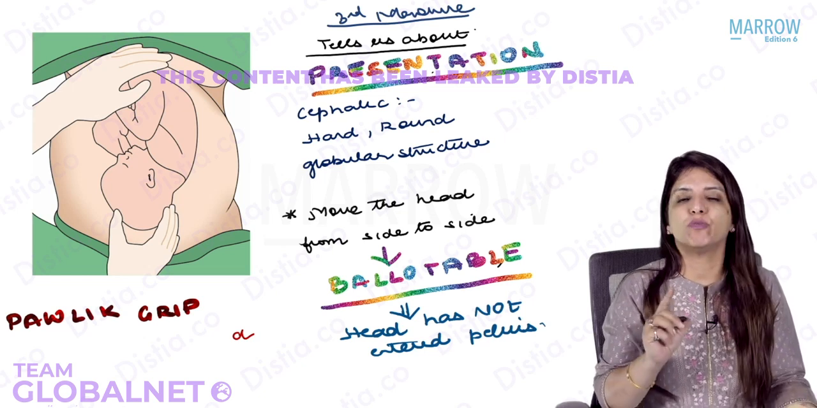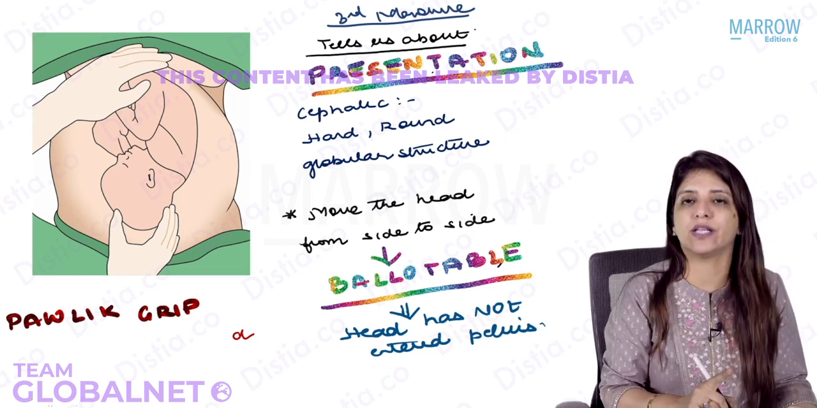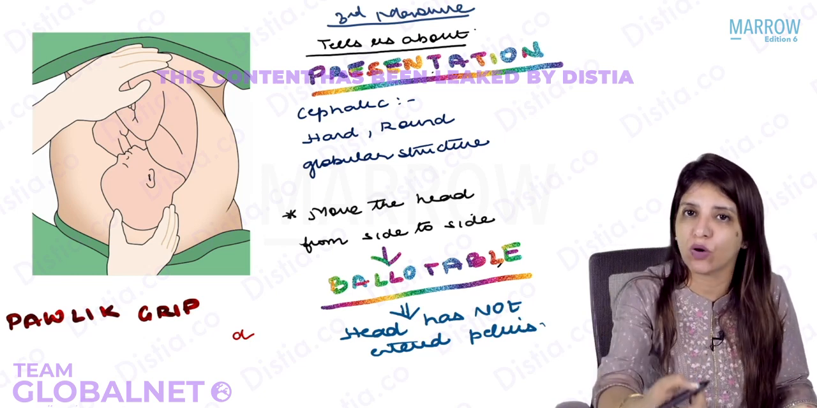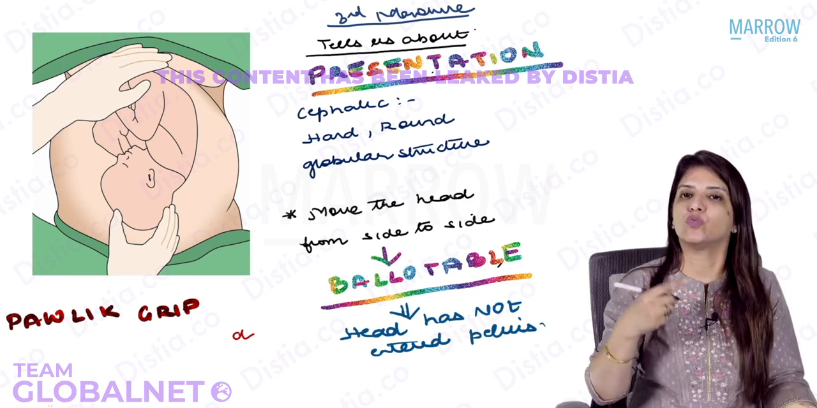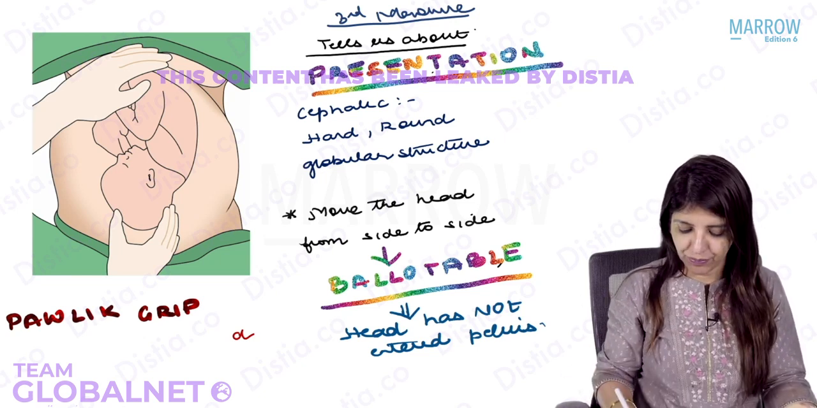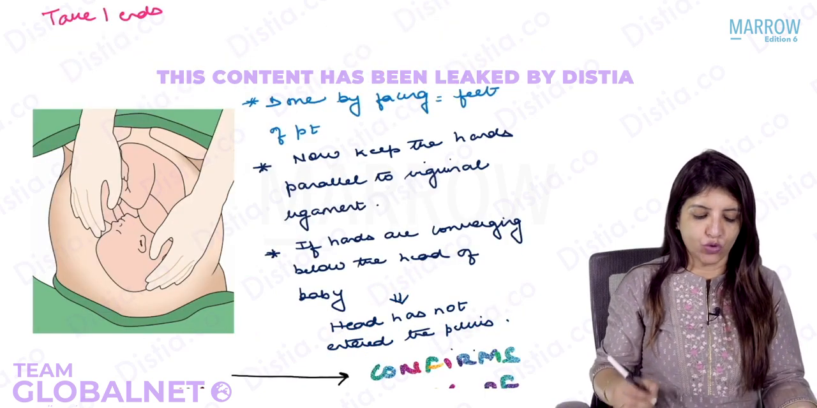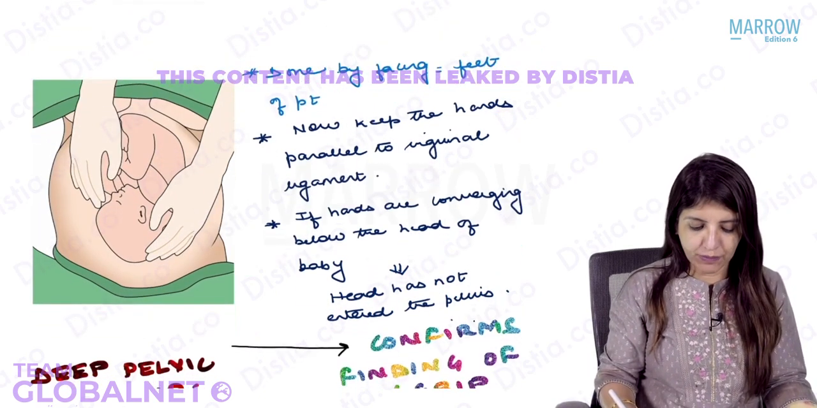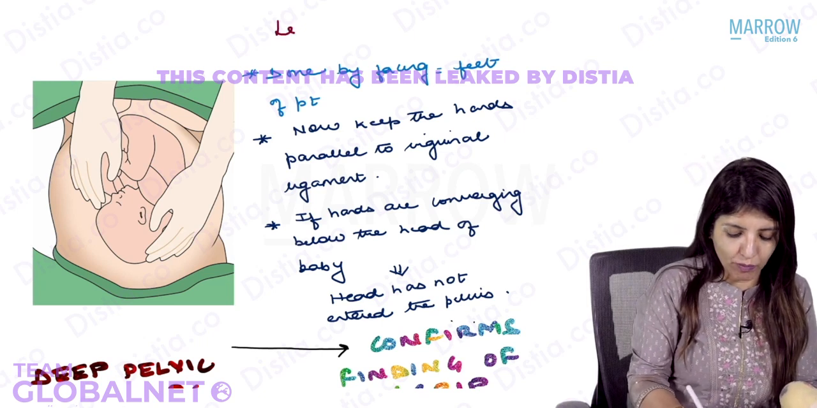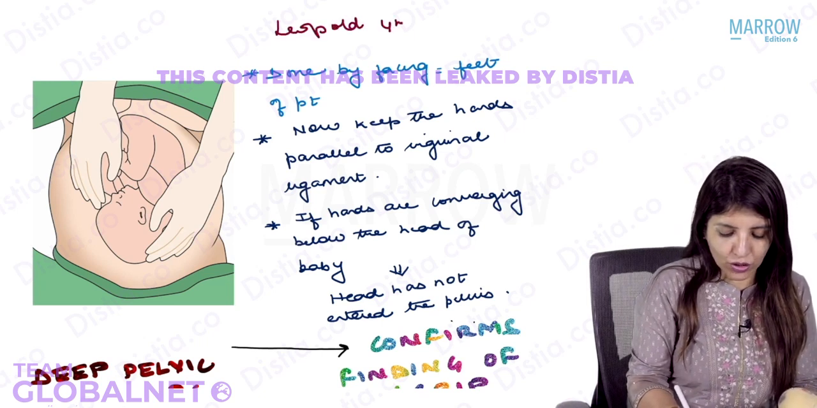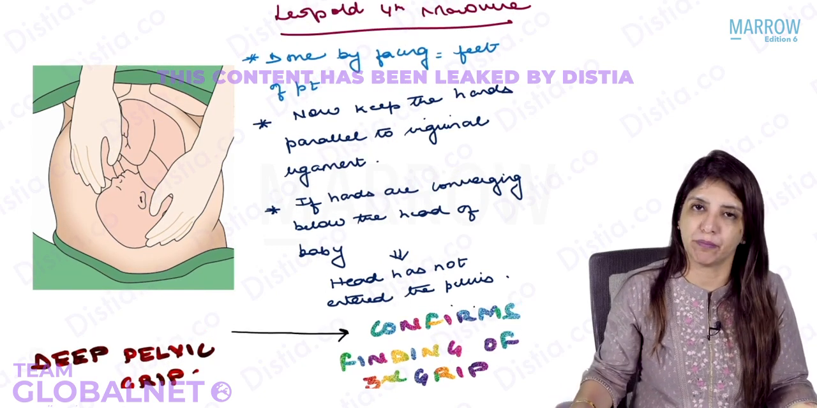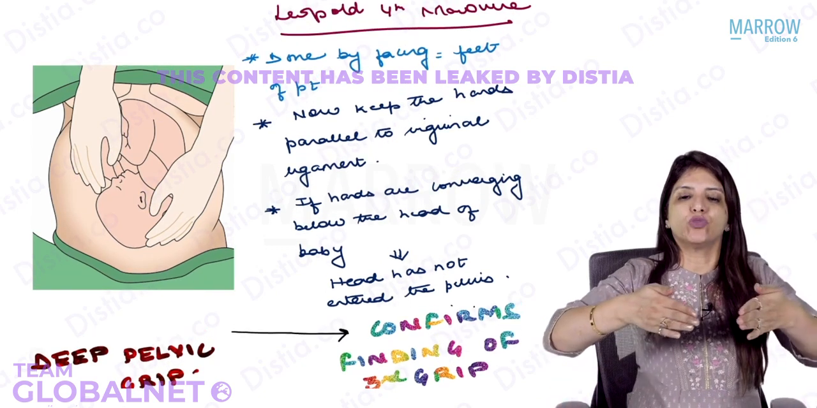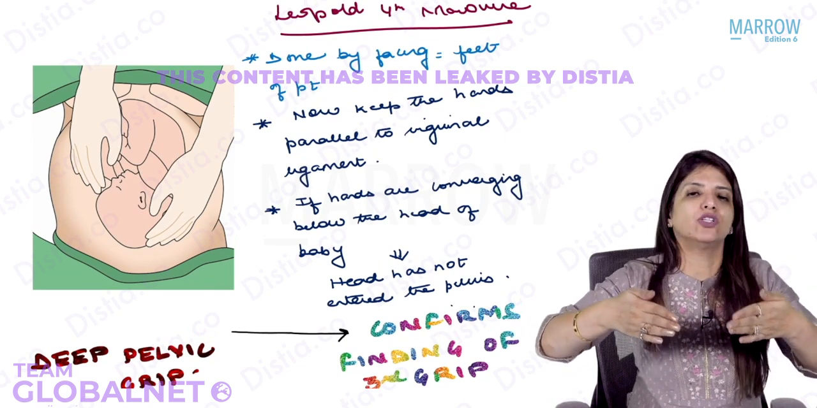Now, as I told you, Leopold's first, second and third maneuvers are done while you face towards the face of the patient. Whereas Leopold's fourth maneuver is done while you are facing towards the feet of the patient. Right? So now I am going to face towards the feet of the patient, and I am going to perform Leopold's fourth maneuver. Leopold's fourth maneuver is called the deep pelvic grip. Now what I'm going to do is keep both hands parallel to the inguinal ligament.